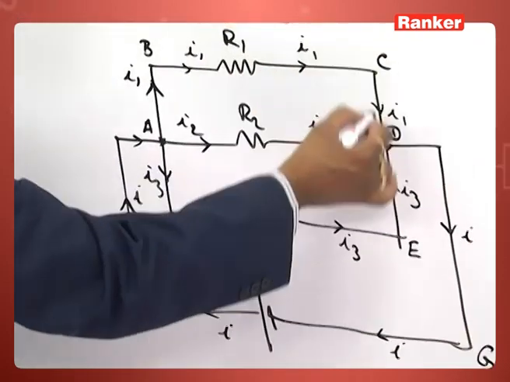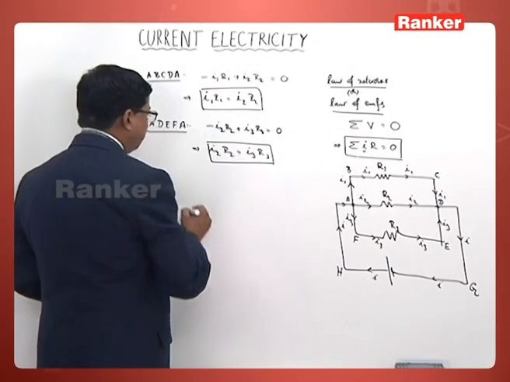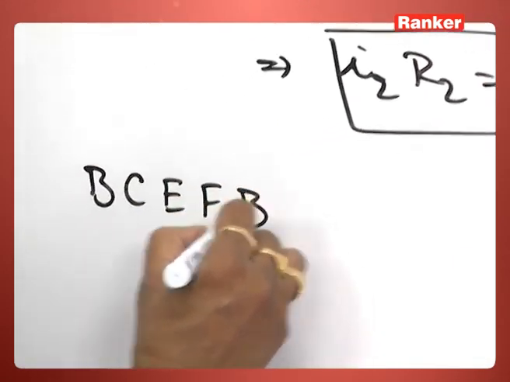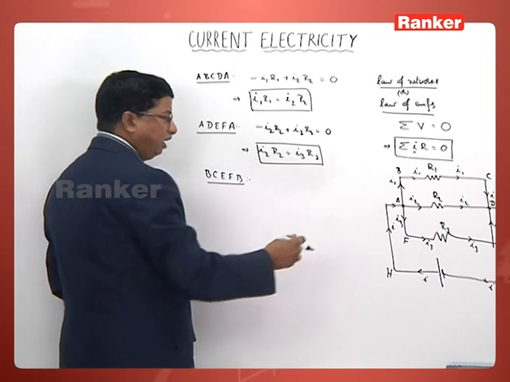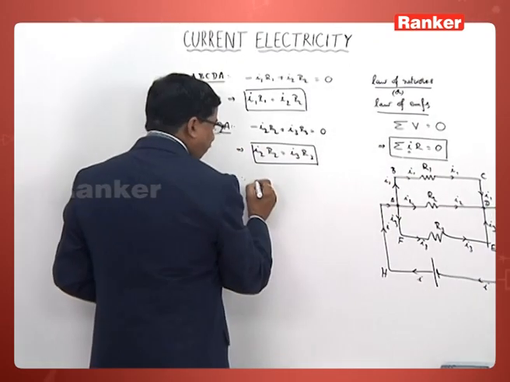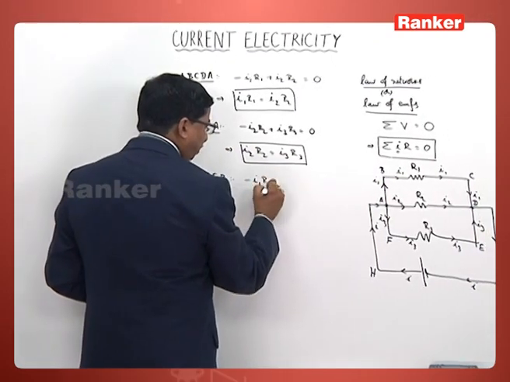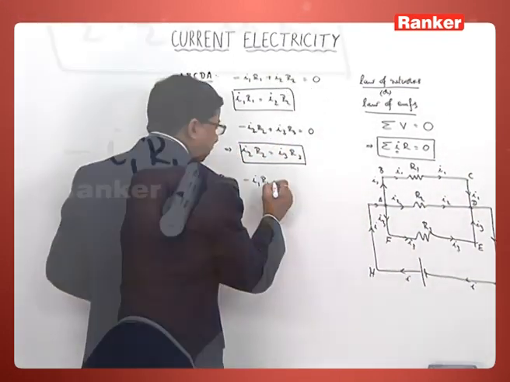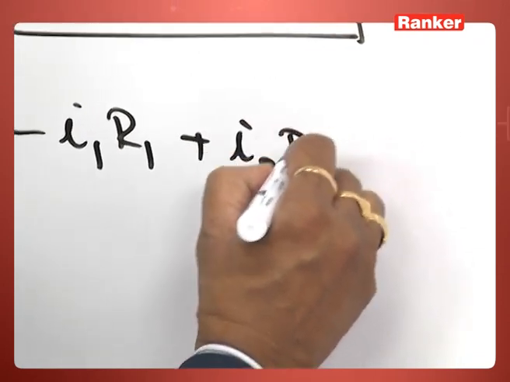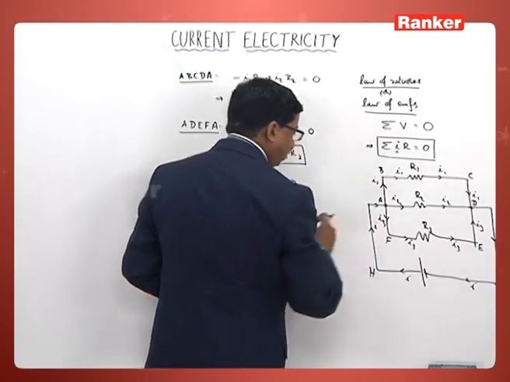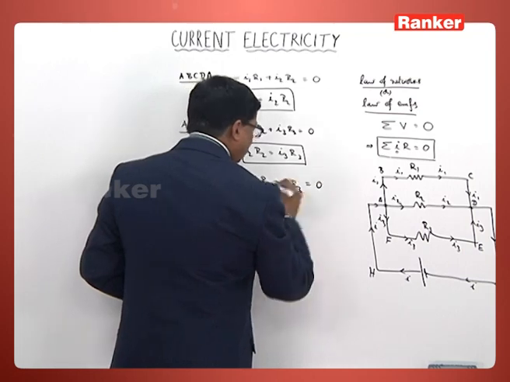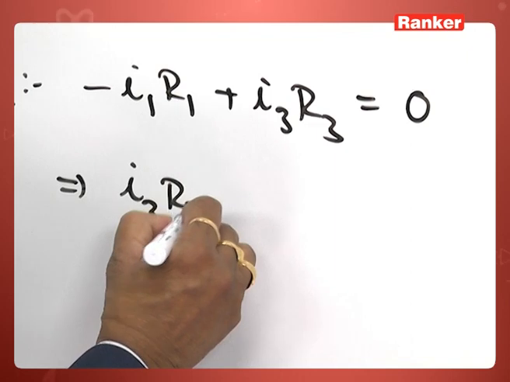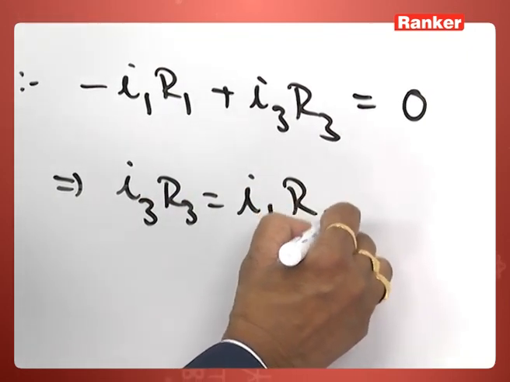Suppose I take BC, EFB. Directly now you can write. In BC, it's minus I1 R1. In CE, value will be 0. Plus I3 R3 that you come across in this case, EF, is equal to 0. So what do you find once again here? I3 R3 is equal to I1 R1.